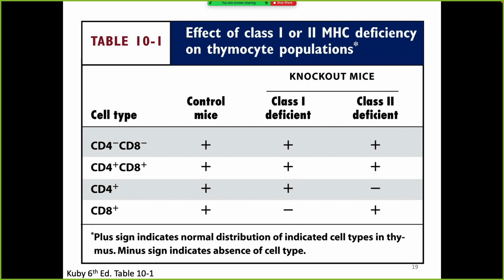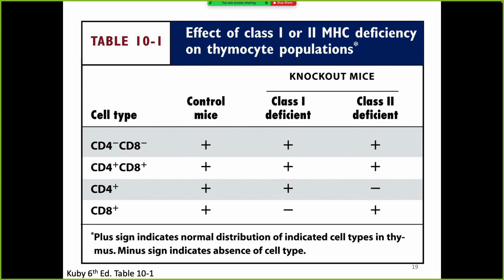Alternatively, if we used a mouse that was deficient in MHC class 2, we would see a normal plot with CD4s missing. So it would be the same idea. Now CD4s would be missing, and so on here. These types of experiments, I'm just going to draw it back so that all three of these plots match. They're all the class 1 deficient plot. These types of experiments taught us some important things about T cell development.